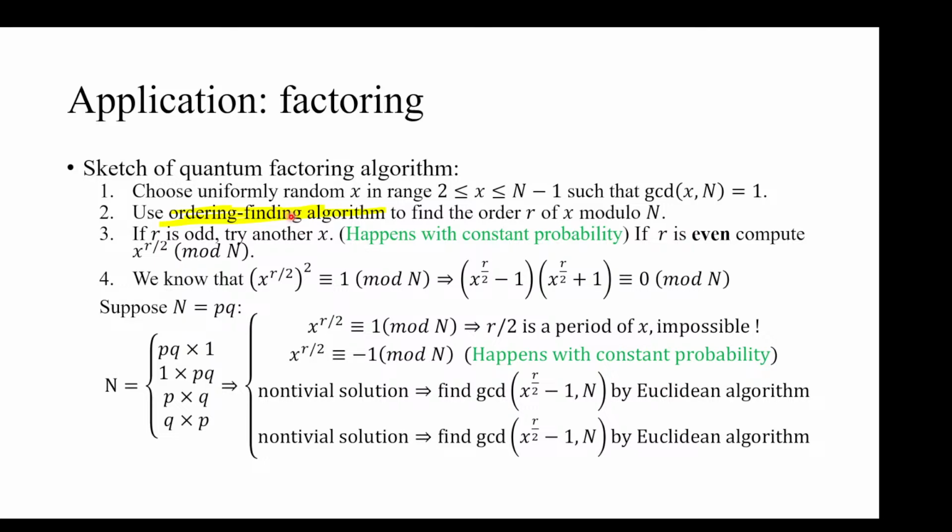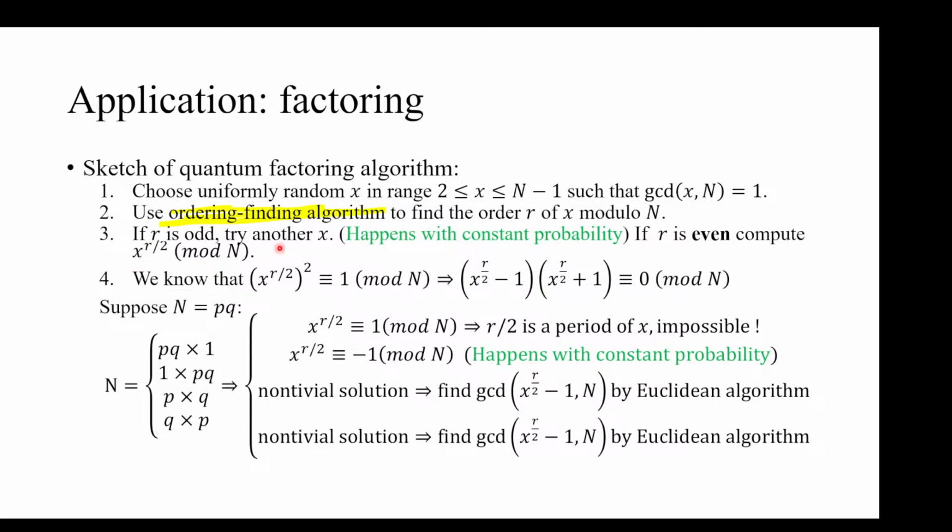Then we need to get lucky. If your r is an odd number, then we are unlucky. We claim that with some number theory, you can show that if your x was uniformly random, then r being odd happens only with constant probability. And if r is even, then you can calculate the square root of x, that's x to the r over 2.